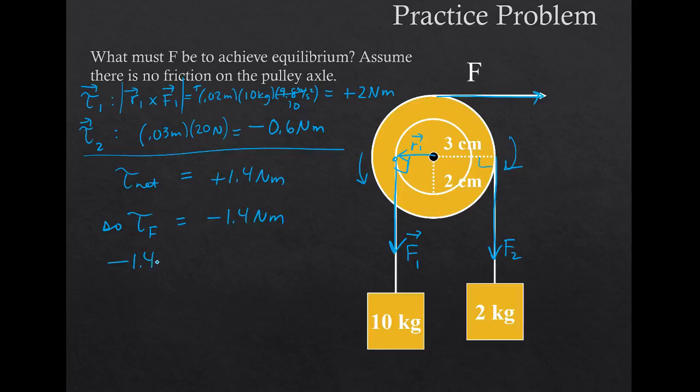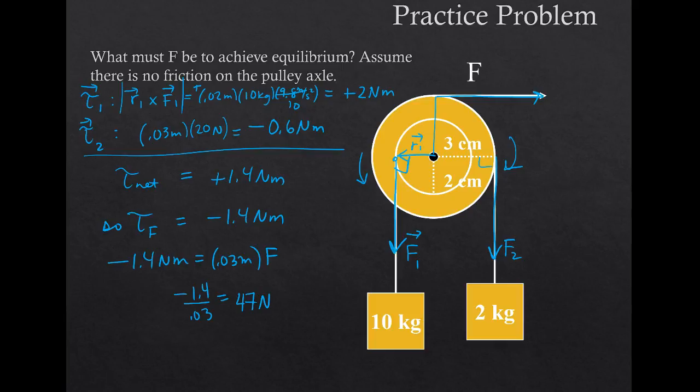So negative 1.4, well, we'll just talk about the magnitude. It's also at 0.3, it's at 0.3 meters. And then we have an F that we have to find here. So we just do negative 1.4 divided by 0.03, and that's something like 47 newtons. So that's the magnitude of the force F.